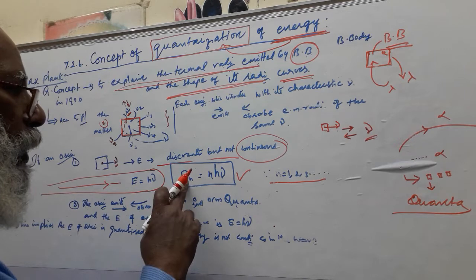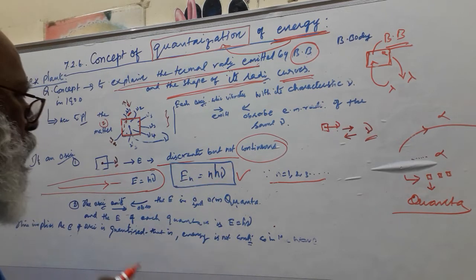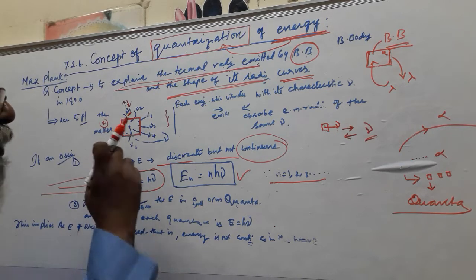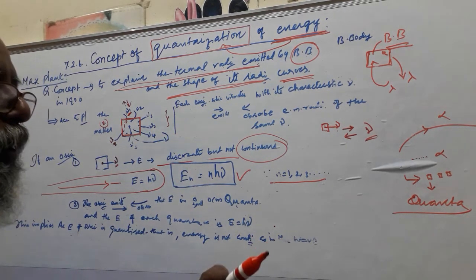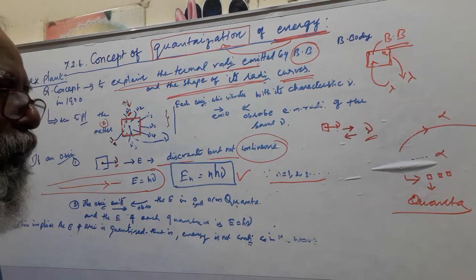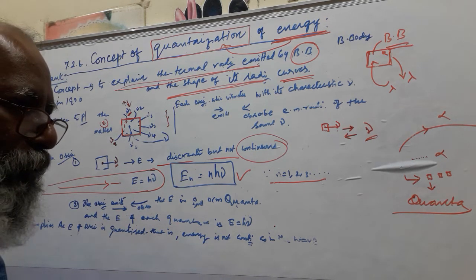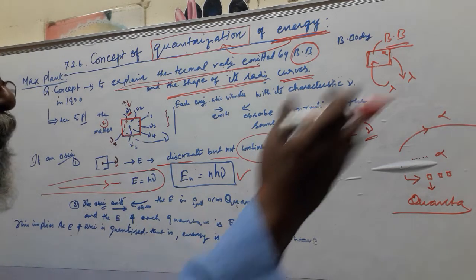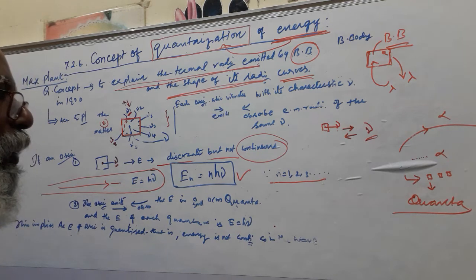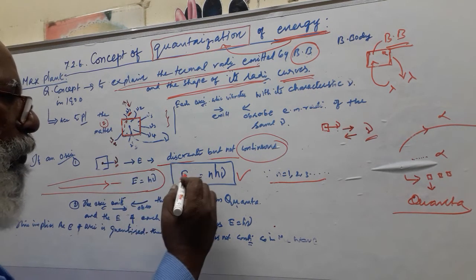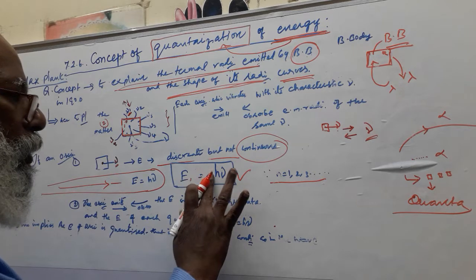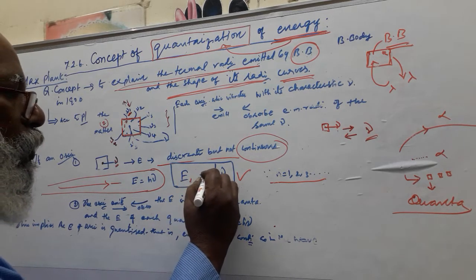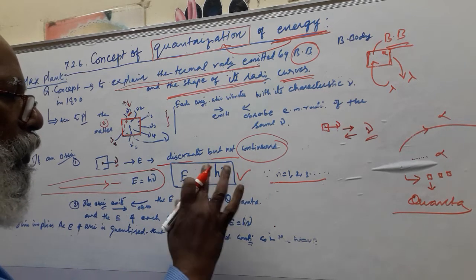Sir, why are we putting En equal to n h nu? This oscillator, or any matter, consists of not only a single atom or a single particle or a single oscillation of an atom. There may be enormous numbers from 1 to n. That's why, if the emitted radiation happened by particle 1, then there may be 1 h nu, then 2 h nu, or 3 h nu.